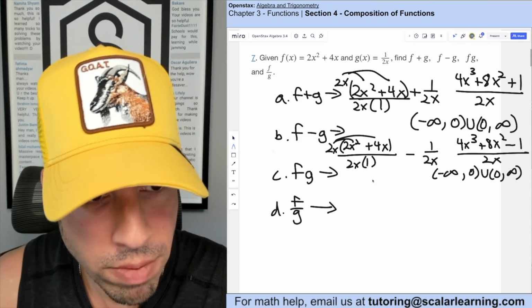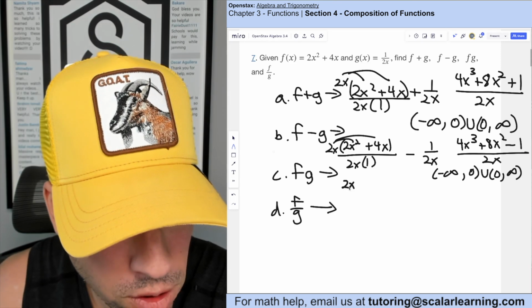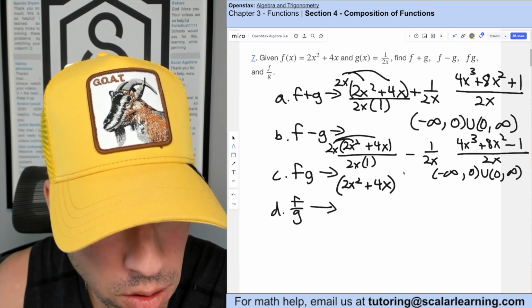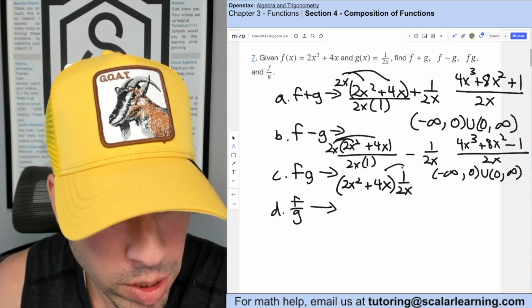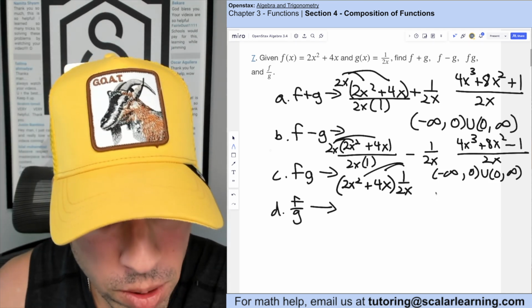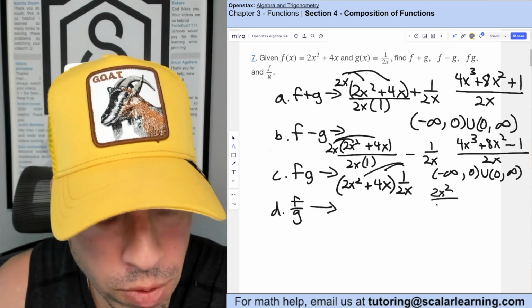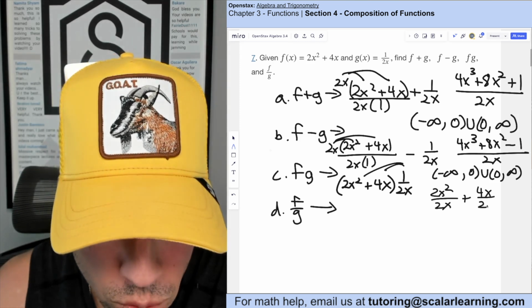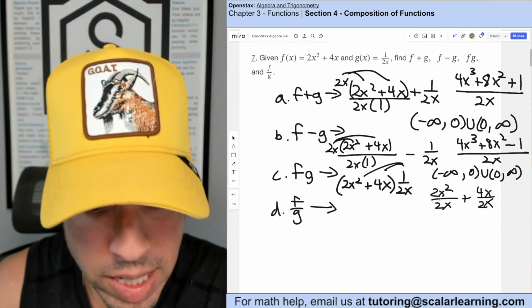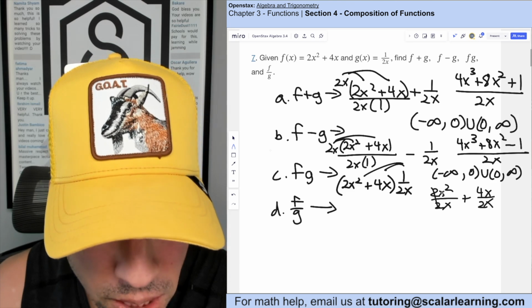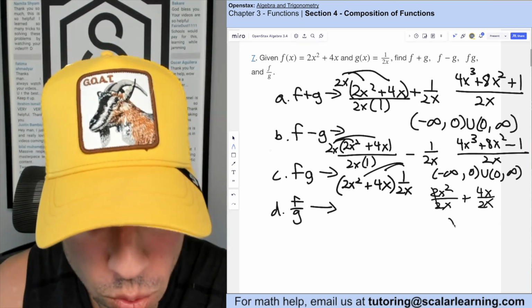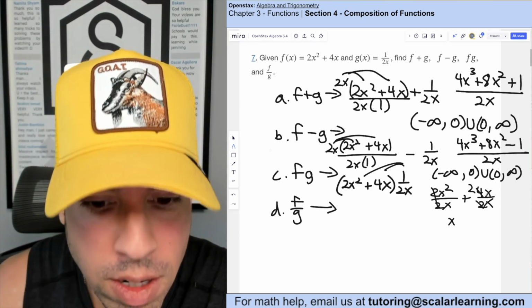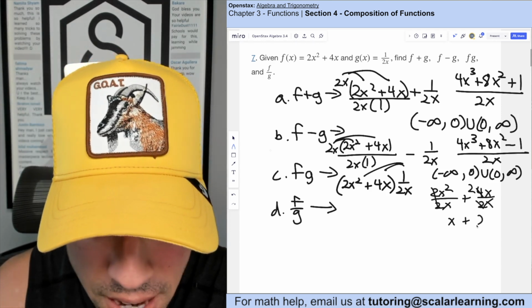Next, we have the product of f times g, so it's 2x squared plus 4x times 1 over 2x. So as we distribute like so and simplify, we're going to end up with 2x squared over 2x plus 4x over 2x. Now this is interesting because we can simplify this, right? The 2's cancel out. We got x squared over x, which simplifies to x. And we got 4 over 2 that cancels out to 2 over 1. And the x's cancel out completely. And we have this x plus 2.